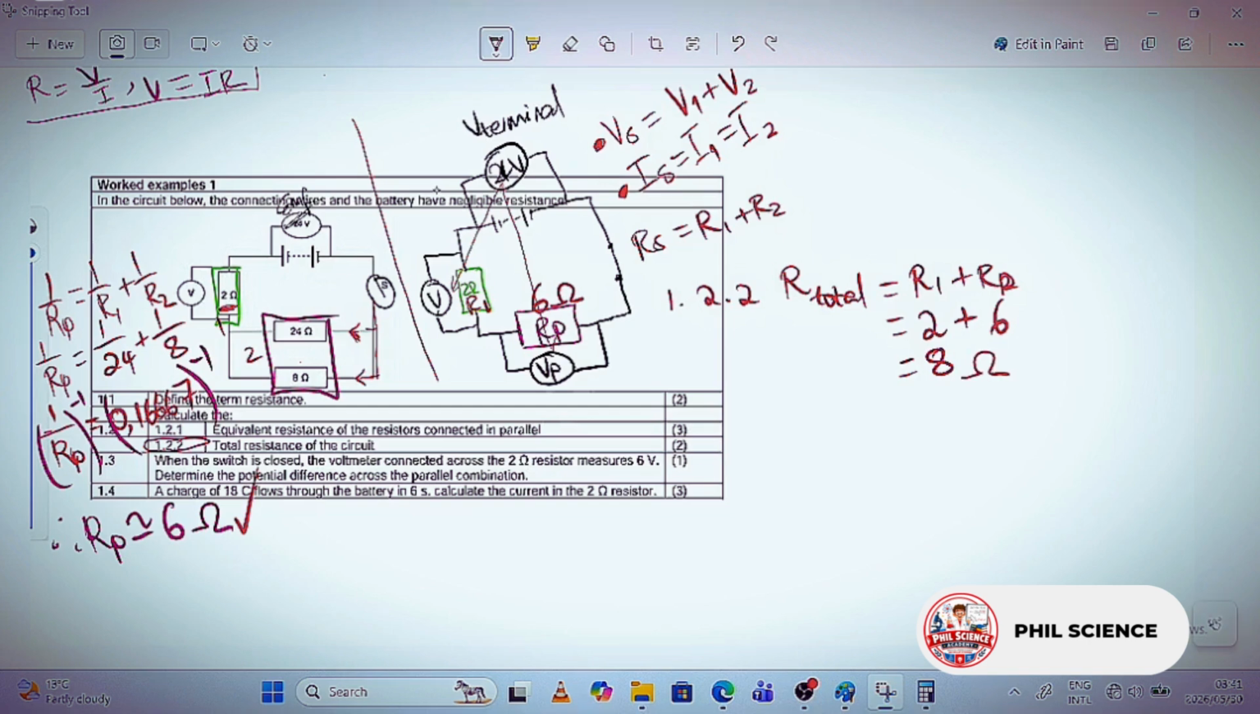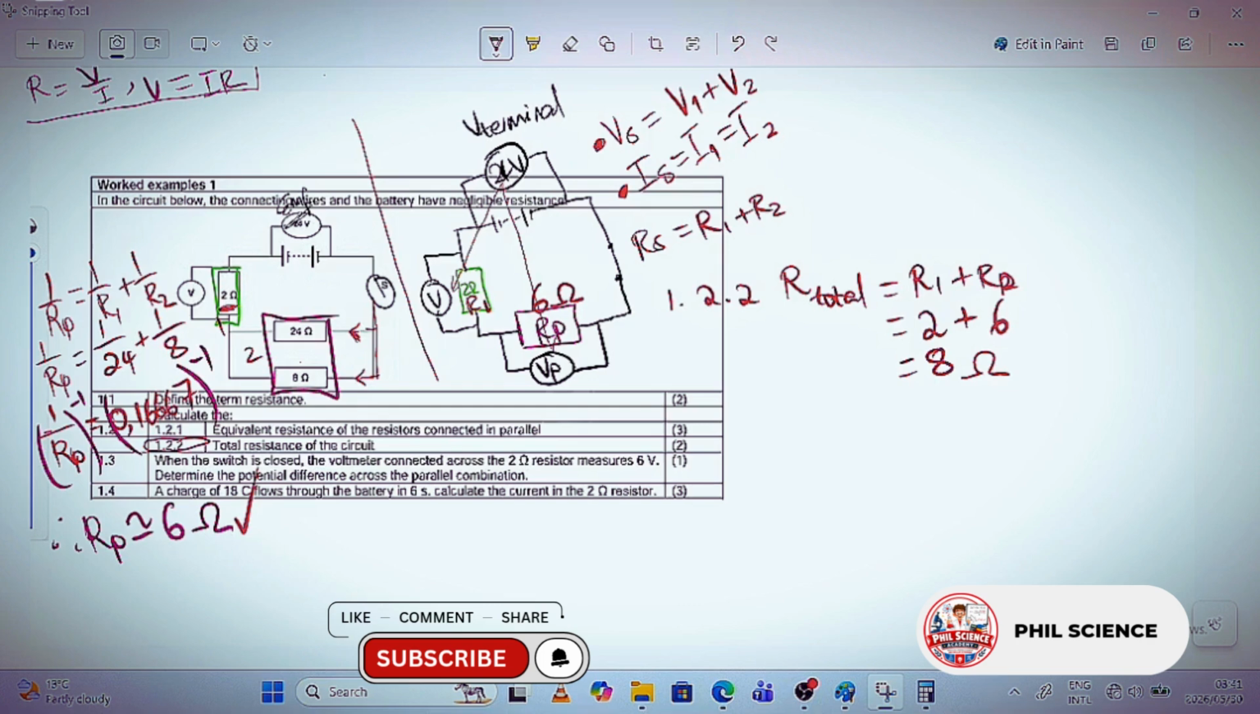So this will be our total potential difference. I mean our total resistance. So now, this is basically how we solve this kind of questions using our secret recipe. So now let's look at 1.3, right?